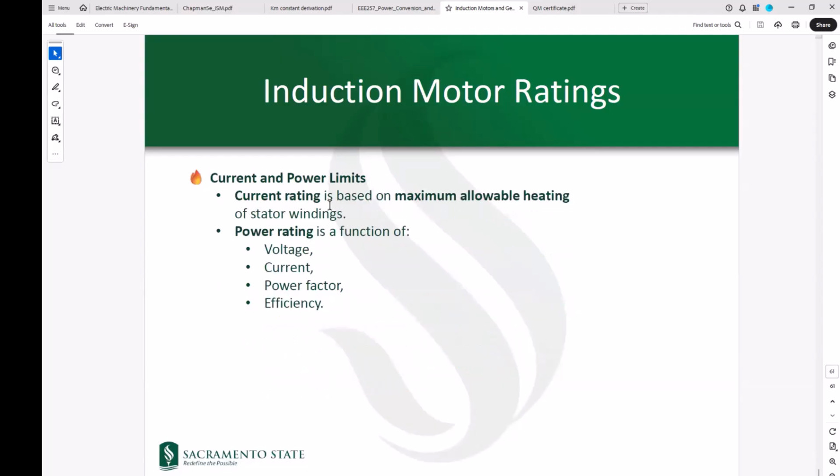Current and power limits. Current rating is based on the maximum allowable heating in the stator winding. Power rating in general would be a function of voltage, current, power factor, and efficiency.